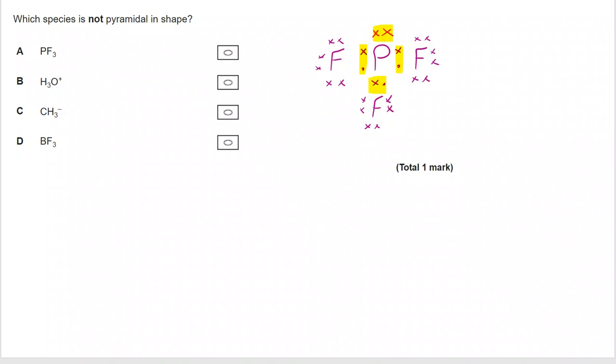Let's take a look at B, because remember we're looking for the one that is not pyramidal. So for the H3O+, I start with my oxygen in the centre. It will form 1, 2, 3 bonds with hydrogens. 3 of oxygen's electrons are used. There are 2 more here in the lone pair. It's a positive charge, so that's the 6th oxygen electron that has been lost. This has got 1 lone pair, 1, 2, 3 bonding pairs. This is based on tetrahedral, trigonal pyramidal, bond angle 107 degrees.